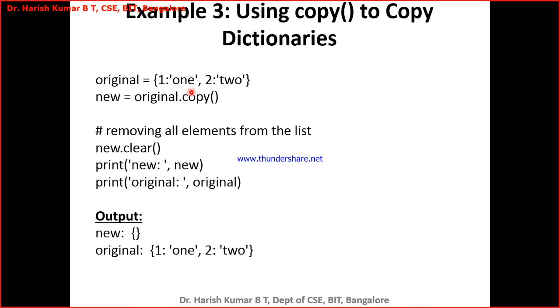Now we're using the copy. Instead of using the equal to operator, I'm going to copy this original dictionary to the new dictionary by using the copy method. As I already told, copy returns a new dictionary, leaving the original dictionary unchanged. Now, in the new dictionary I'm clearing all the items, immediately after copying. Now I'm printing. The new dictionary is empty, whereas the original dictionary is still the same.